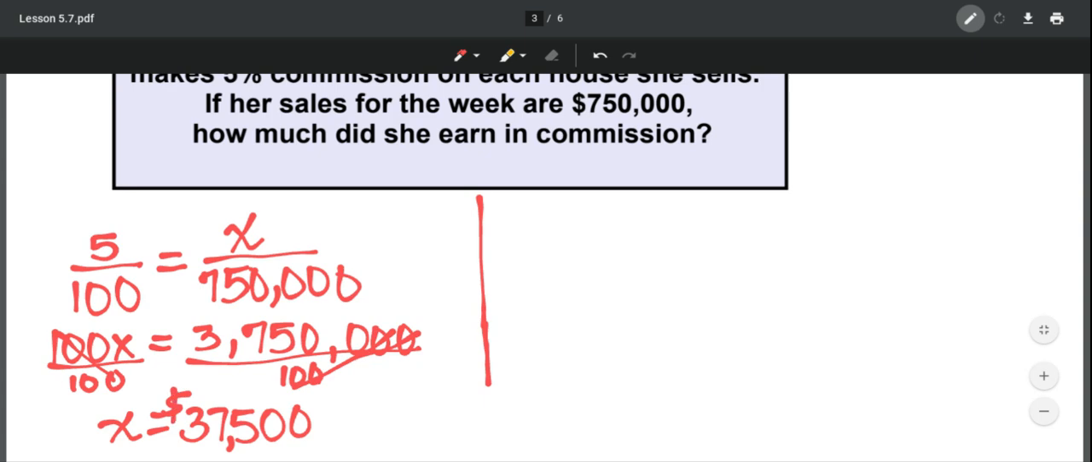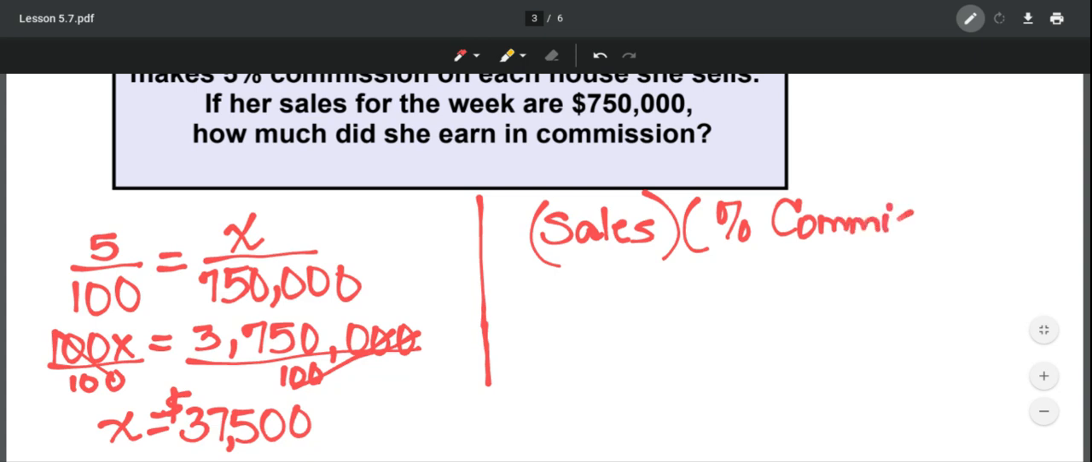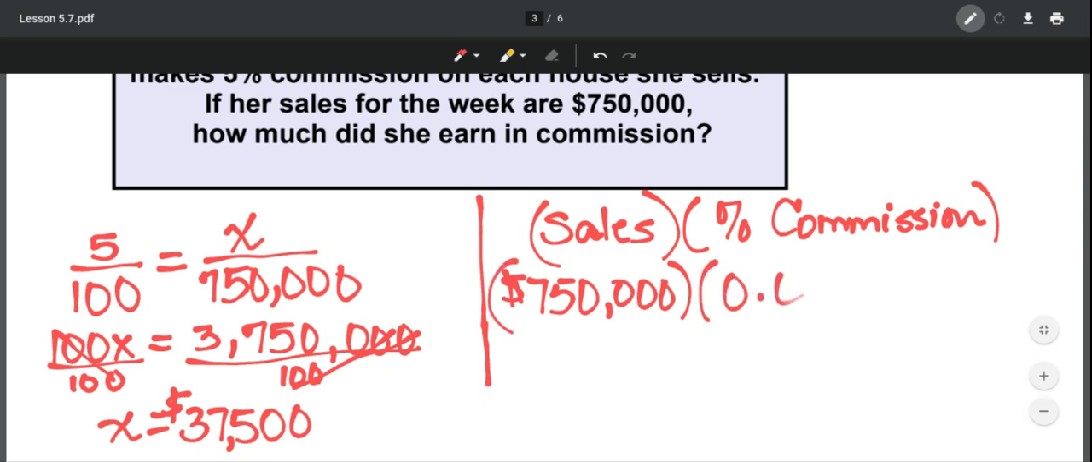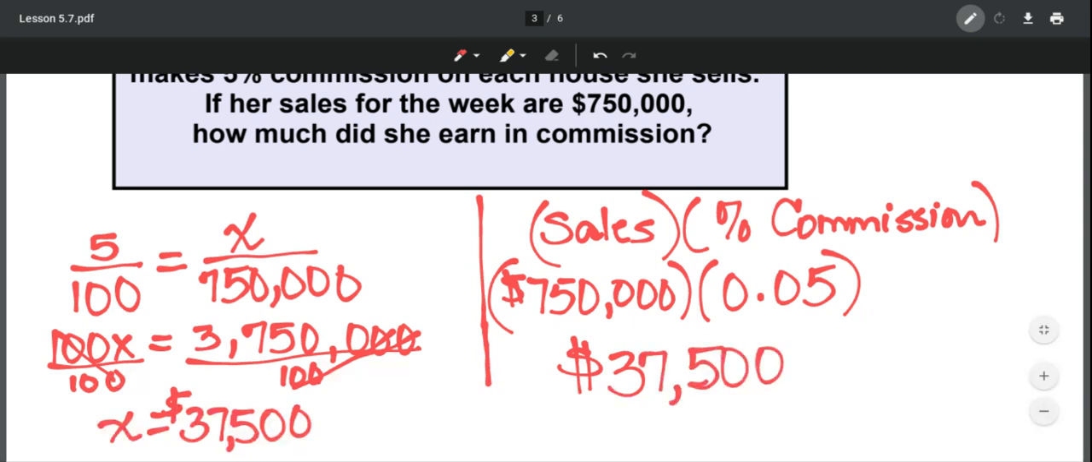You can also use decimal multiplication to solve this by multiplying the sales by her percent commission, again as a decimal. So her sales are $750,000. And when we multiply that by the decimal represented as 5%, or 0.05, we get again that her commission is $37,500.